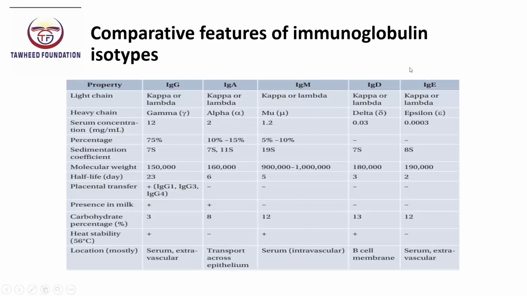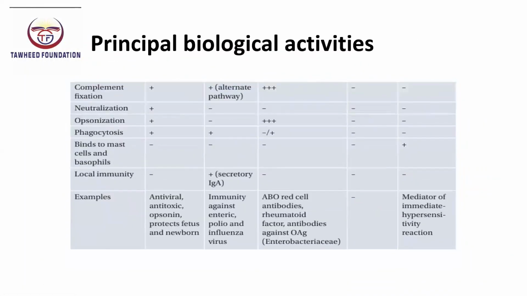These are comparative features of immunoglobulin isotypes. This table compares IgG, IgA, IgM, IgD, and IgE. It highlights molecular weight, serum concentration, and biological distribution. IgG, most abundant, it crosses the placenta. IgA, it protects mucosal surfaces. IgM, it is the first responder, that is pentameric. IgD, it is a B cell receptor. IgE, allergy and parasite defense. You can go through this table for comparative features of immunoglobulin isotypes.